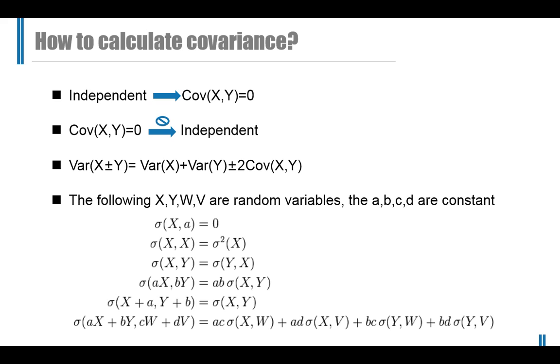And the variance of X plus or minus Y equals the variance of X plus the variance of Y plus or minus the covariance of XY. This is the relationship between the variance and the covariance. And there are some other rules about calculating the covariance. You can have a look. The proofs of these rules are very simple, so I will not spend more time on this.